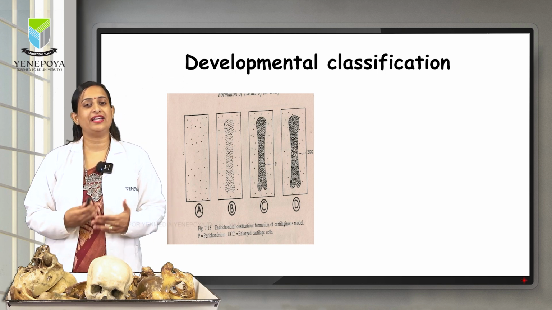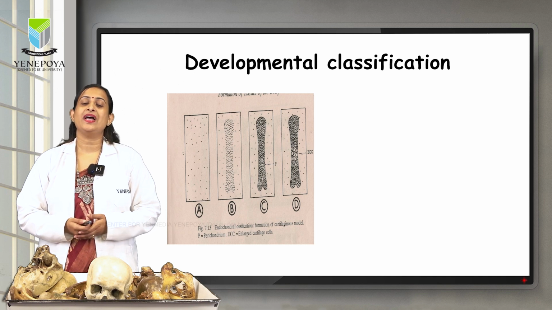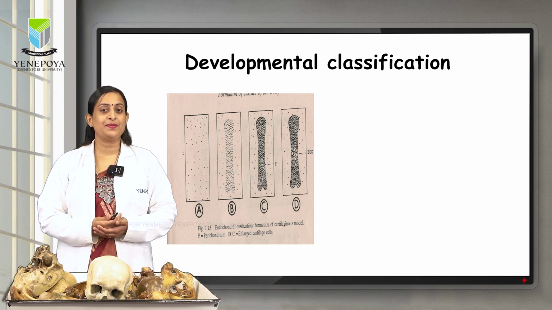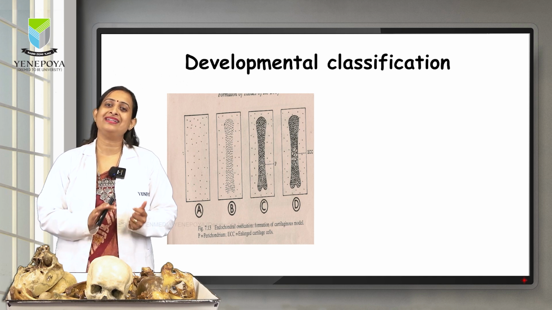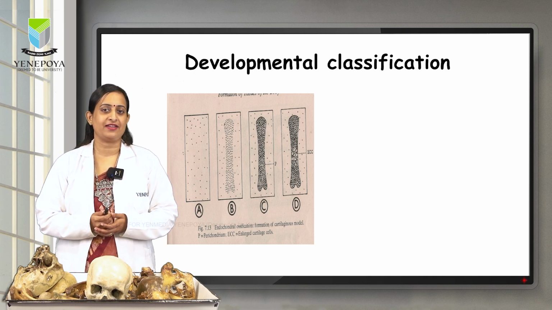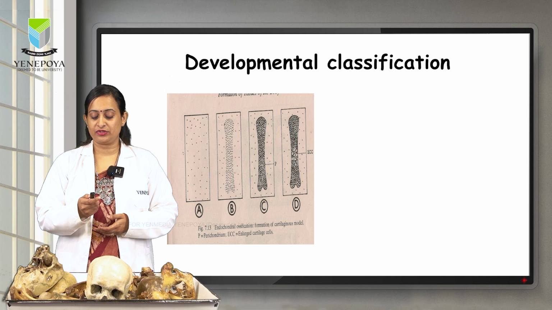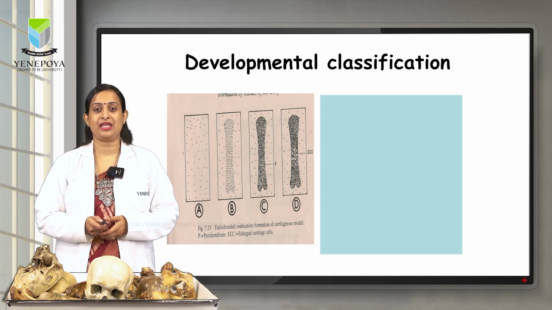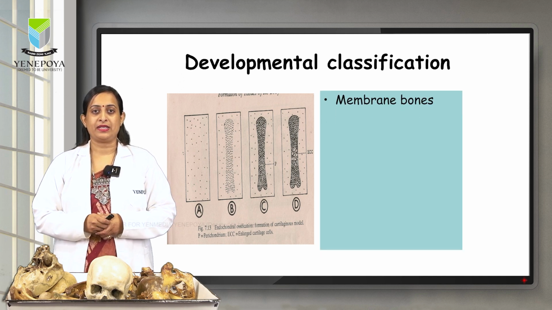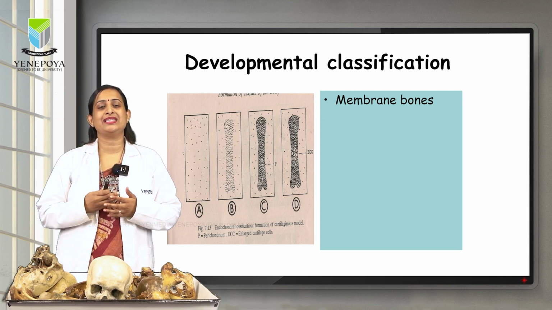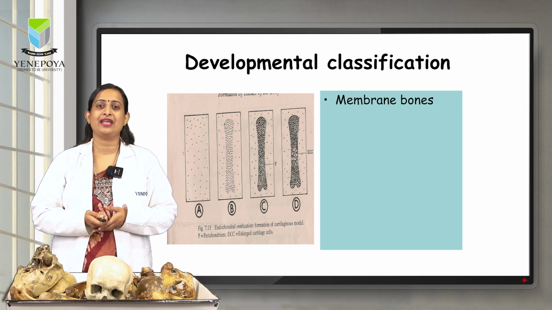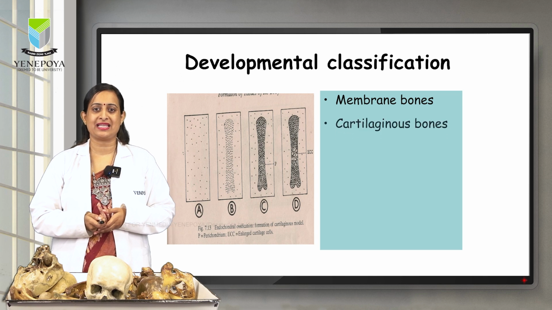Now let's move on to the developmental classification. As the bone develops, it either develops membranously or cartilaginously, or it will have partly a membranous and partly a cartilaginous development. What are the types of bones which develop in the membrane? Membranous development: the bones we see in the skull, the frontal and the parietal bones, are mainly membranous bones, that is the best example.